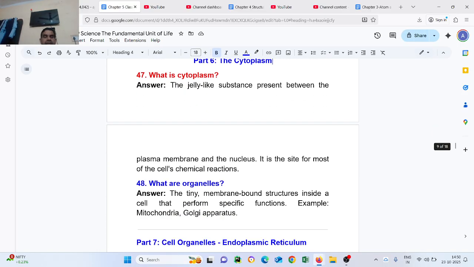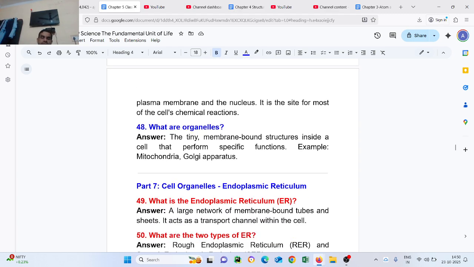Question number 48. What are organelles? The tiny membrane bound structures inside the cell that perform specific functions. Examples: mitochondria, Golgi apparatus. Now move to part 7, cell organelles, endoplasmic reticulum related questions.